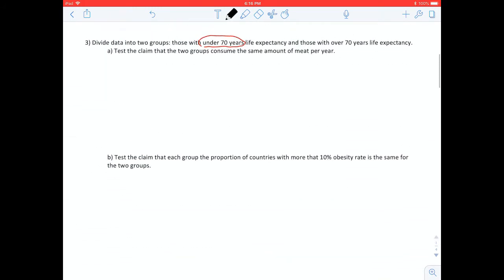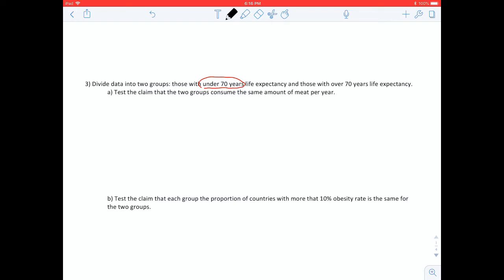So back to the question, you would then organize the information like this. Those that are under 70, what's the sample size, what's the mean, and what's the standard deviation? For those that are living over 70 years on average, what's the sample size, what's the mean, and what's the standard deviation? And then the mean is about how much meat that they eat per person per year. And then the claim is that the two are the same.